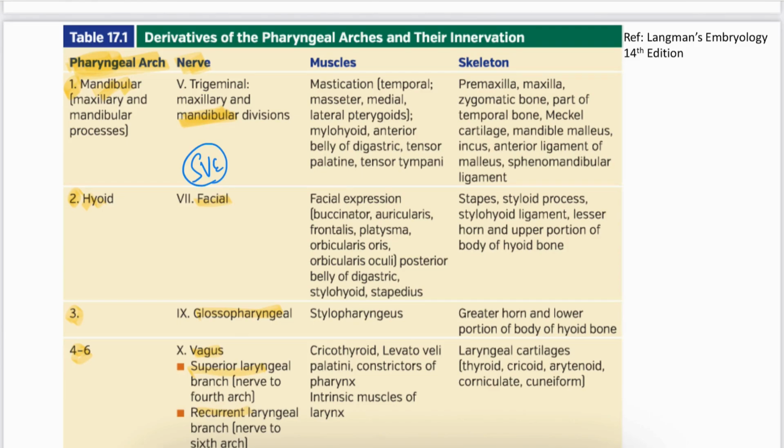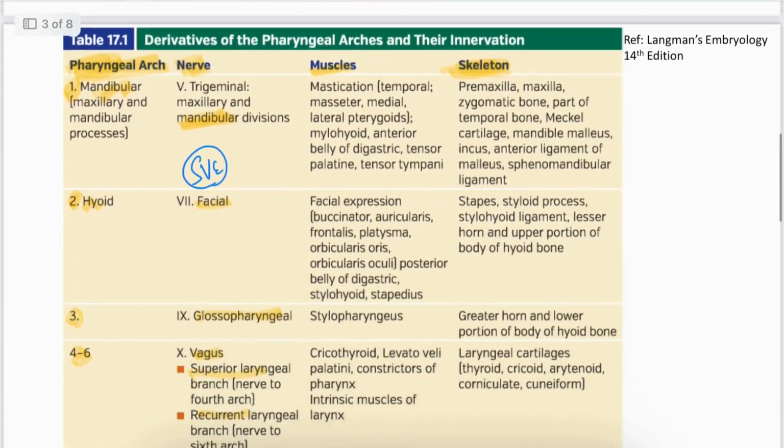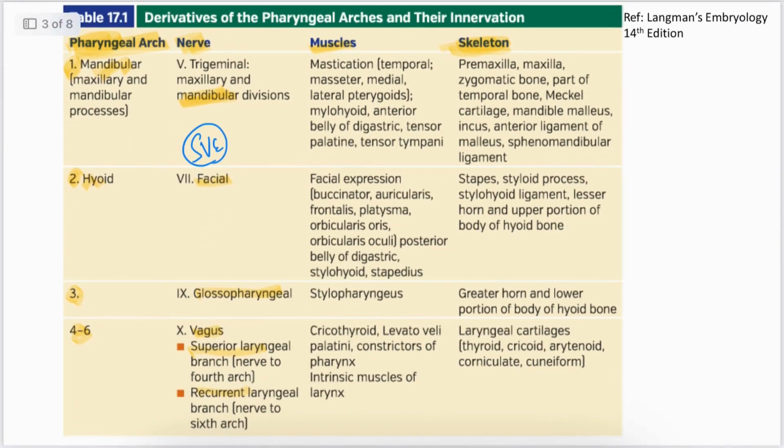The third column over here are all the muscle derivatives. You can just have a look at it. You can take even a screenshot, that will help you. What all these nerves supply, the muscles, are all written over here. And the fourth column over here is about the skeletal derivatives, which we have slightly seen in the upper image. Let me show you the image once again. These are all the skeletal derivatives. So a bit in detail, but yeah, all of these are important. You have to go through it. So I advise you to take a screenshot and then go ahead with it.